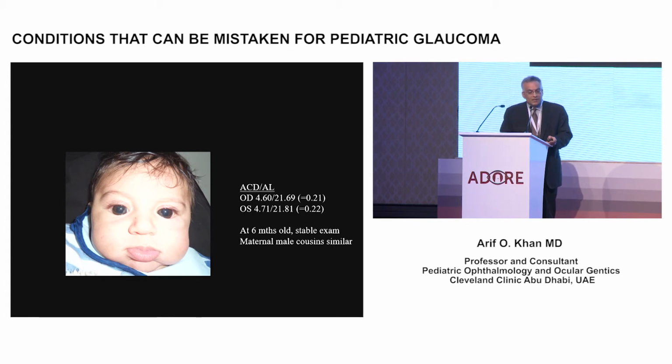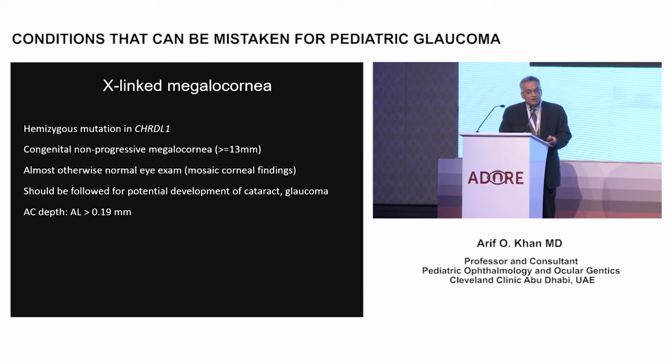He's got maternal male cousins who have similar findings. This child has X-linked megalocornea, does not have glaucoma. This is due to a specific gene mutation. They can develop glaucoma as adults. They still need to be followed, but they don't develop childhood glaucoma. Comparing the AC depth to the total axial length is very useful in these kinds of situations.